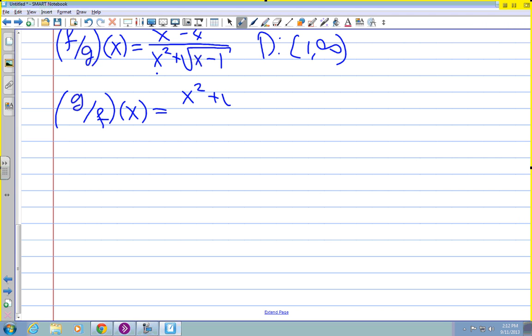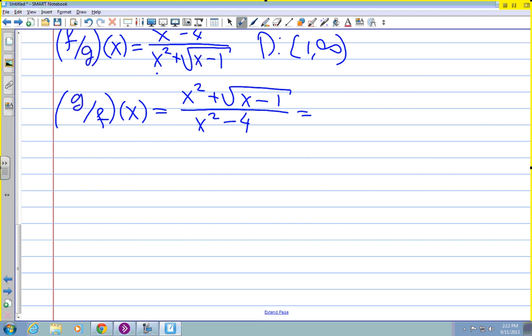If I flip them though, if I write this as g over f of x, I'll get x squared plus the square root of x minus 1 over that. Am I going to get any trouble? It'd be all real numbers, and then what else makes that denominator 0? 2? Negative 2.